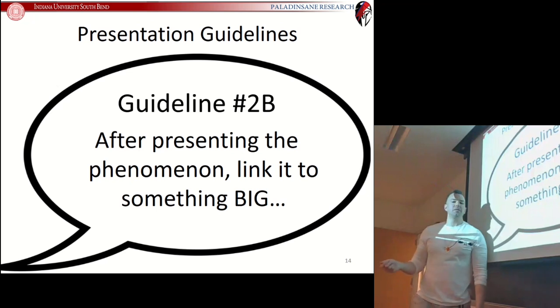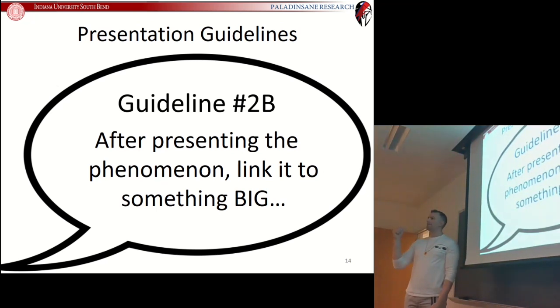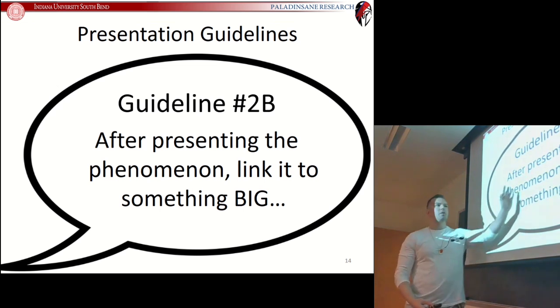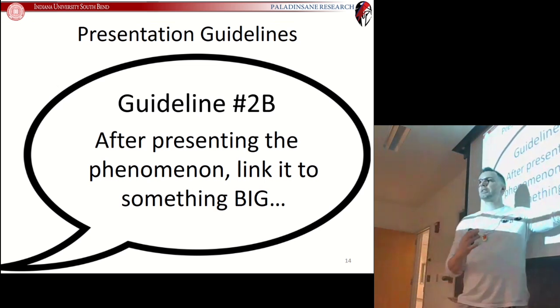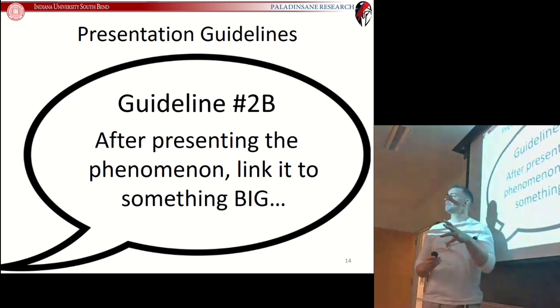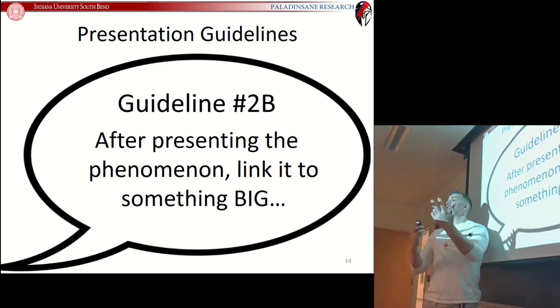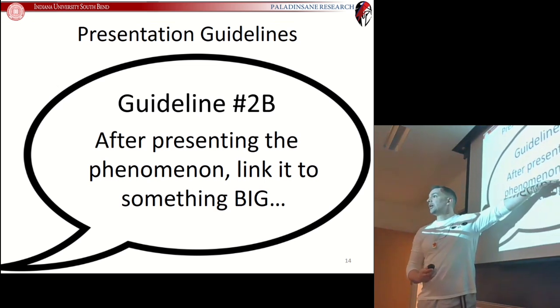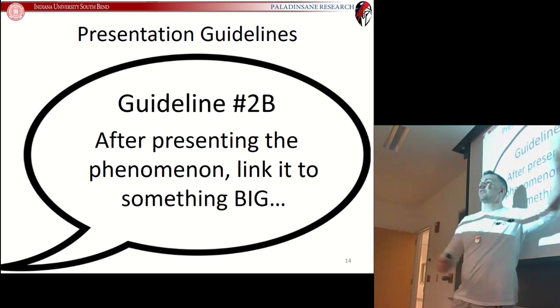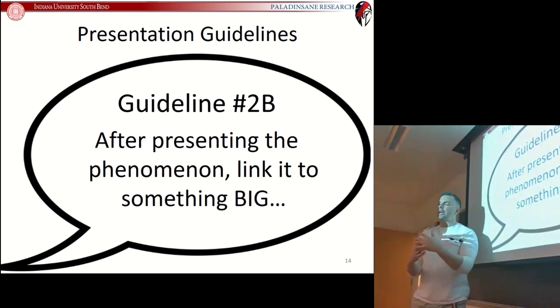Guideline 2B, once you present the phenomenon, link it to something big. So something big is going to be either a psychological theory or, in a lot of cases, some sort of implication. So if you're talking about cell phones and attention span, and you just introduced the idea that cell phones are everywhere, what effect is this going to have on our attention span? Link it to something big. This is important because attention is used in driving, in education, in interpersonal relationships. So if that is being affected by cell phones, it's going to affect our daily lives. So link it to something big.